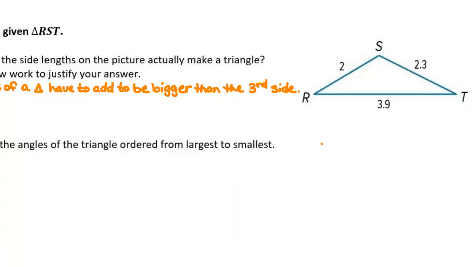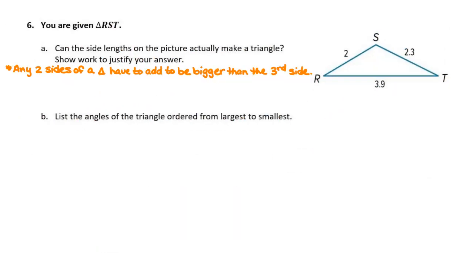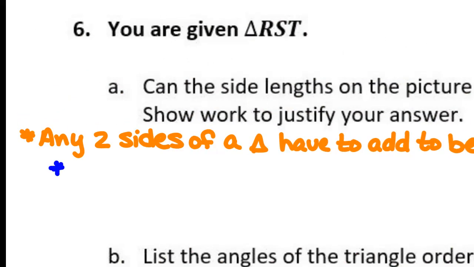Here's the thing about that, though. That is true, and I can check that and get my answer right. But that's a lot of work that I don't have to do. Here's why. Any two sides have to add to be bigger than the third side. So if I pick 3.9, if I add anything to 3.9, will it be bigger than 2? If I add anything to 3.9, will it be bigger than 2.3? So I don't really need to check this biggest side to see if I add it to something else, if it'll be bigger than one of the others, because it's already bigger than those other sides. So what I really need to check is if the two smallest sides add up to be bigger than the biggest side.